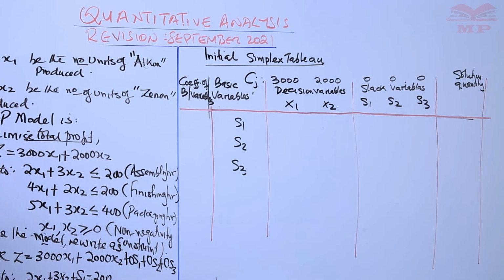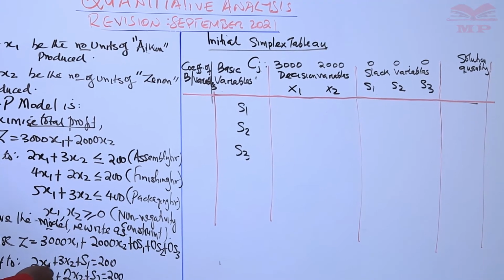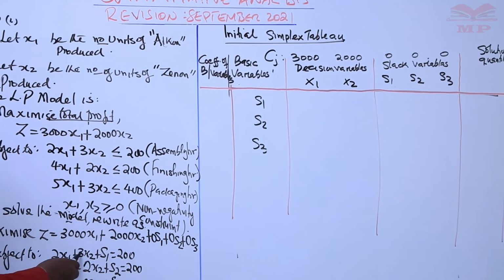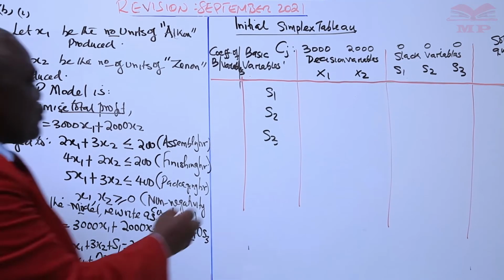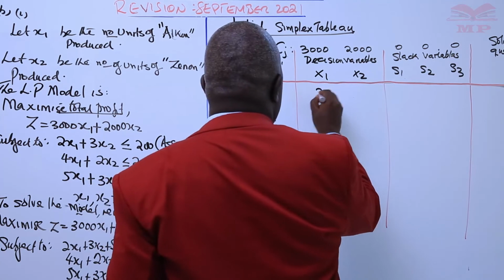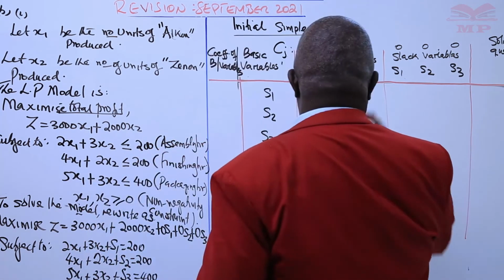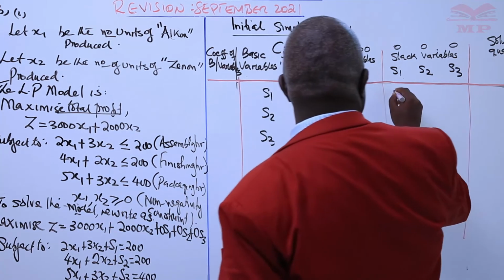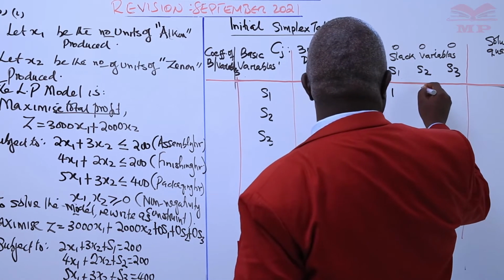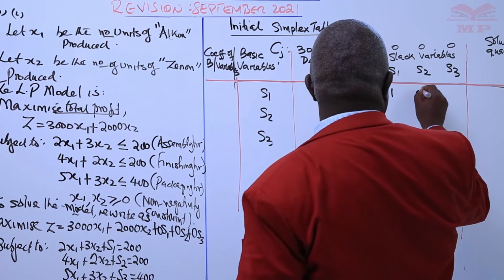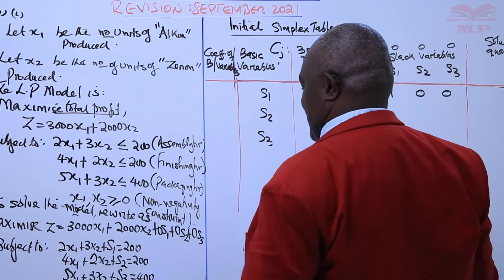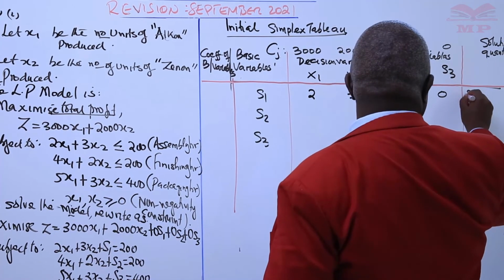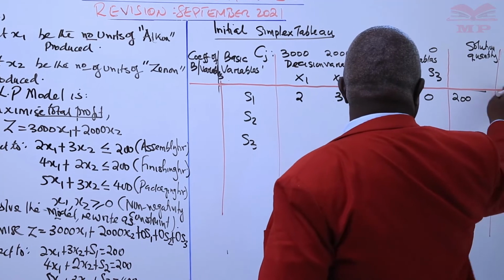So the first equation, we have 2x1, 3x2, and so on. So I write here 2. Next, I write there 3. There is S1 and its coefficient is 1. There is S2 and the others are not there, therefore their coefficients are 0. The right hand side is 200. I have that 200.